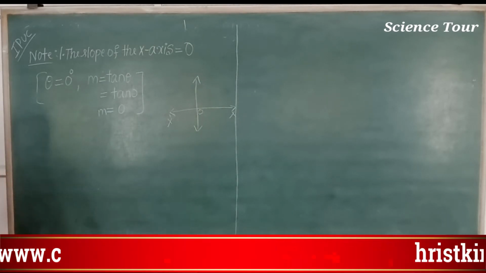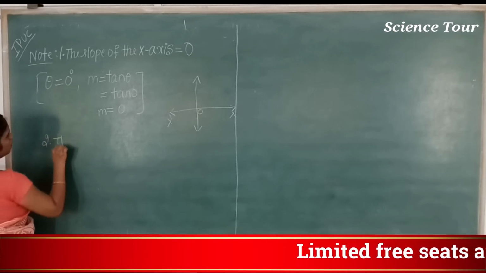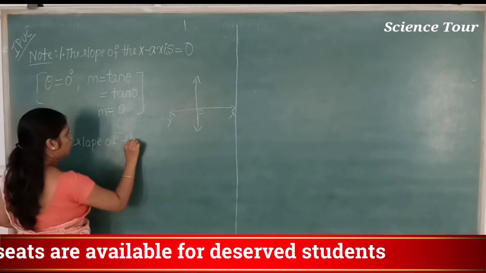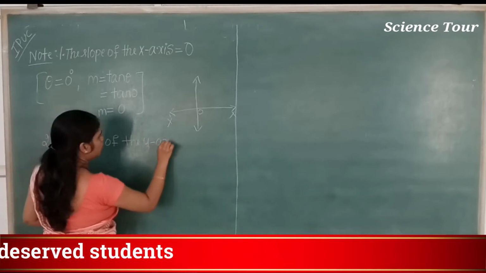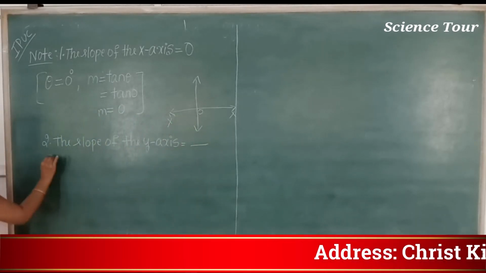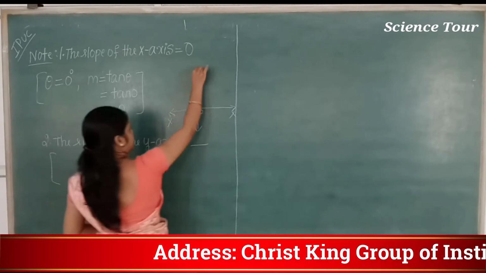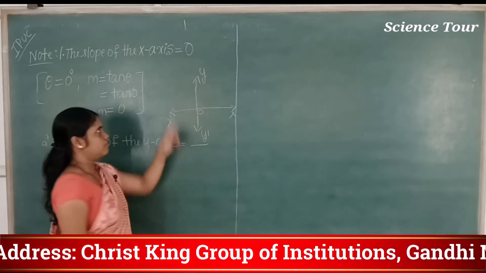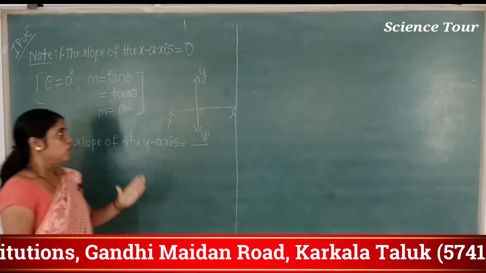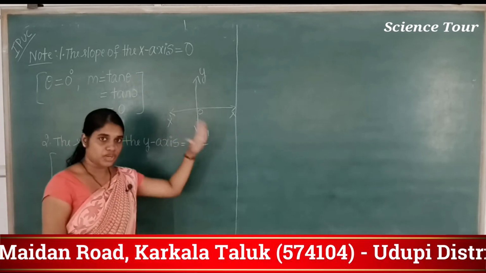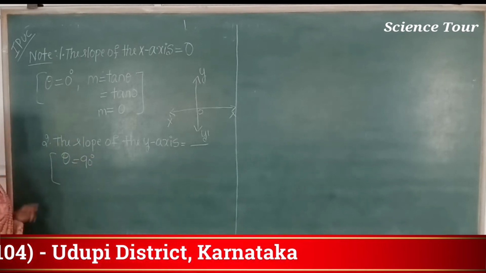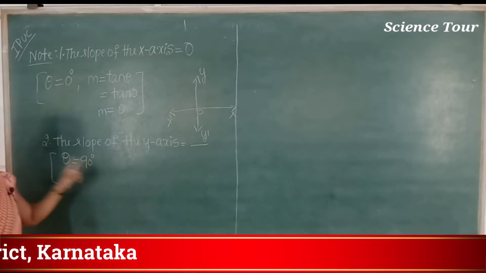Next, point 2, the slope of the y-axis. So what is the slope of the y-axis? By the same way, this is your y-axis, isn't it? Y dash is your y-axis. So what is the angle for the y-axis? What is the value of inclination for the y-axis? That is given by 90 degree. Always remember, the angle on the y-axis will be equal to 90 degree.